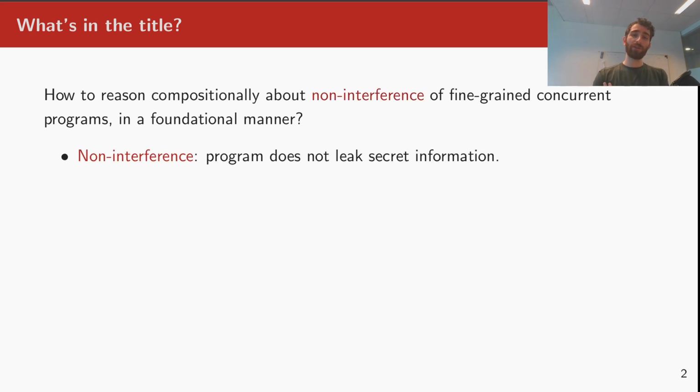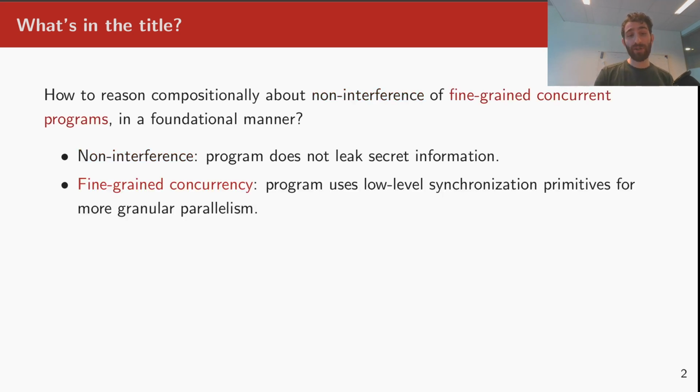By non-interference, we mean a specific notion of security that guarantees that a program does not leak secret information, as we will detail later. We are considering non-interference specifically for fine-grained concurrent programs. That is, concurrent programs that use non-blocking atomic instructions, such as compare-and-set and fetch-and-add, instead of less granular synchronization primitives like locks.